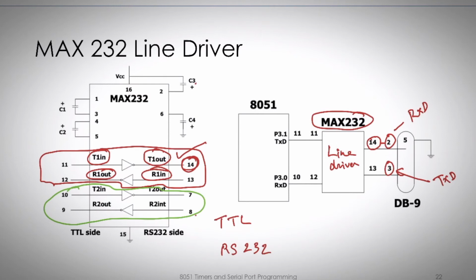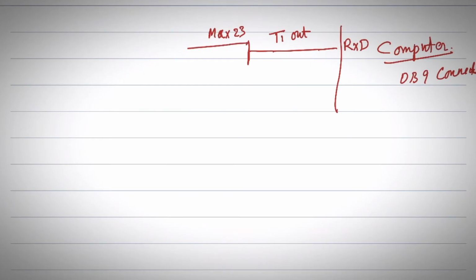If you see, the other side of this MAX232 IC is connected to pin number 11, right? Yes, the other side is pin number 11 here. And pin number 11 is connected to P3.1 of the 8051. So what is pin number 11 in the MAX232? It is transmit in. So I will write here: pin number 11 of MAX232 is transmit in, or T1 in. Now that is going to be connected to where?